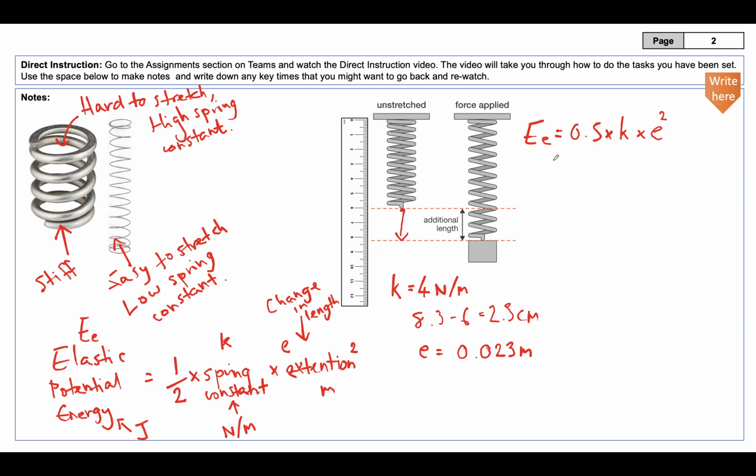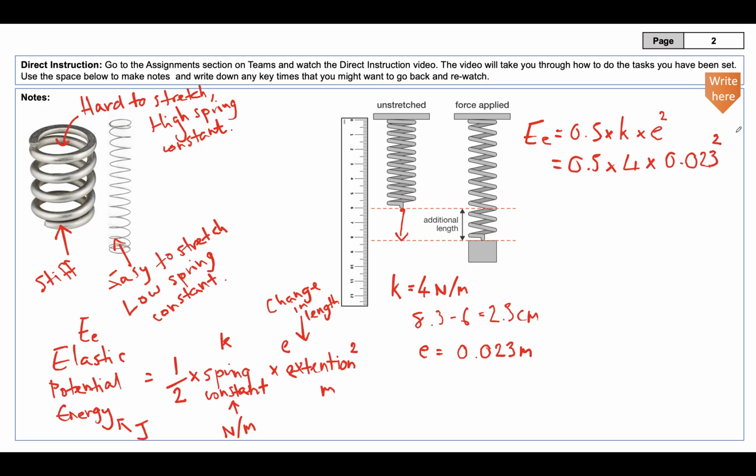Substituting our values, and again we must lay it out like this all the time. It just makes our lives so much easier and the examiners know exactly what they're looking for. So the spring constant was 4 and the extension was 0.023, and do not forget that squared, it's really easy to do. I'm going to type that into my calculator.